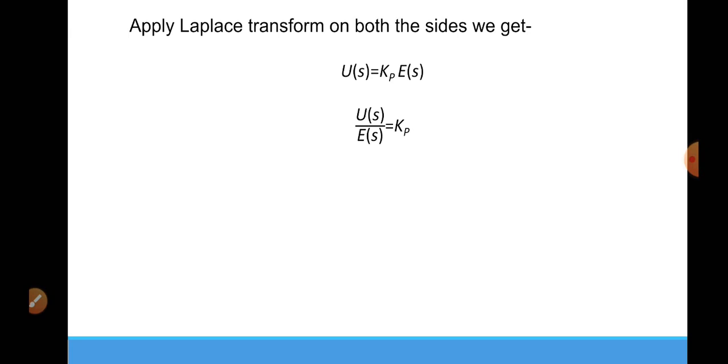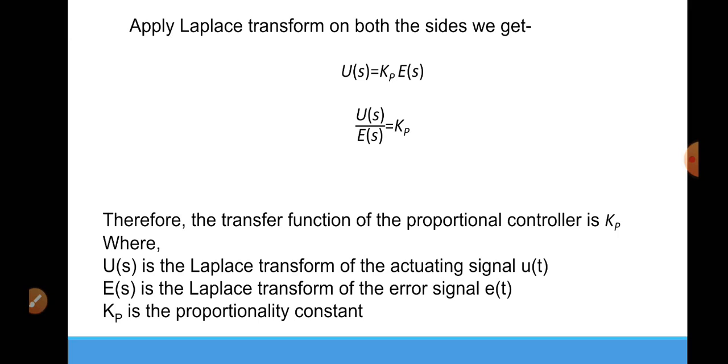Now U(s) is nothing but your output, and E(s) is nothing but the input. So output upon input is nothing but your transfer function. So Kp is nothing but the transfer function for a proportional controller, which is also known as proportionality constant. It is also known as the gain of the proportional controller.